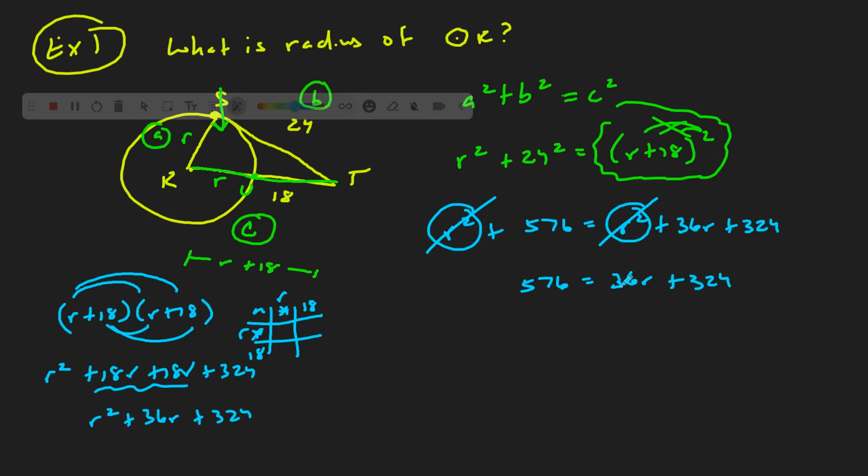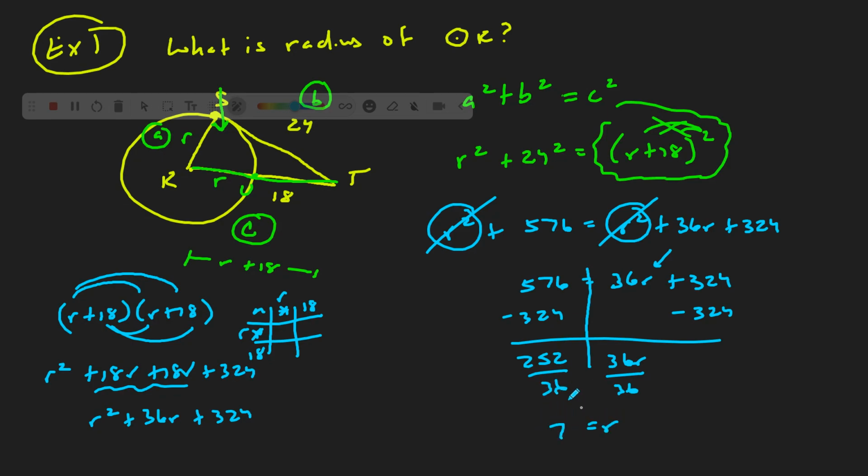And this is a lot better equation because this is just a two-stepper, right? If you're someone who likes to draw their line down the equal sign, I need to get this R by itself. So let's subtract 324 on both sides. This gives us 252 equals 36R, and then we'll divide by 36 on both sides. And we get 7 equals R. So the radius here is going to be 7, and it'd be units, but whatever. And there we go.